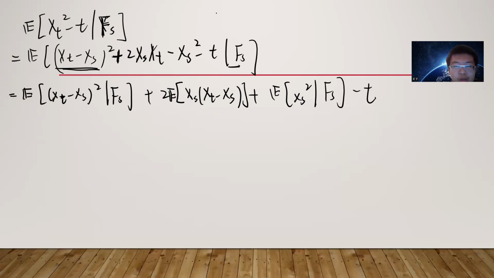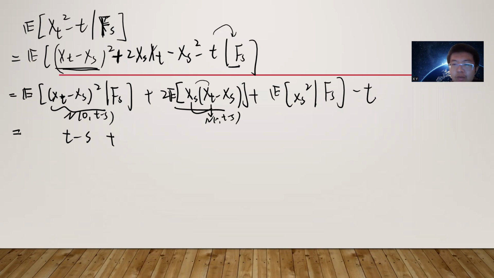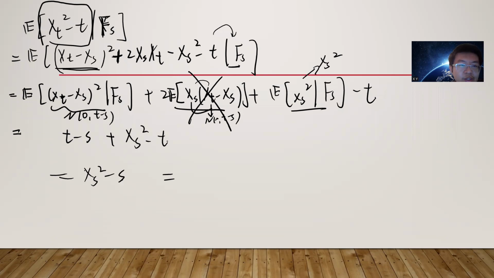Okay, so this guy is just a constant, right? A constant, you just pull out of the expectation value. So this is a Gaussian with mean 0 and variance t minus s, with the second moment, right? So this is t minus s, plus this is 0, because these two are independent, and this guy is 0 with variance t minus s. So these two are independent variables, so it's 0. This term is X_s squared, by definition. So we get X_s squared minus t. So we get X_s squared minus s, which is exactly what we're going to prove.